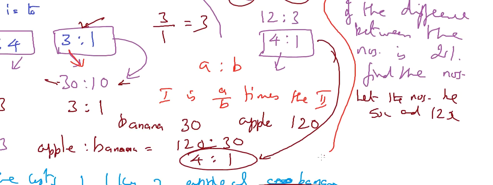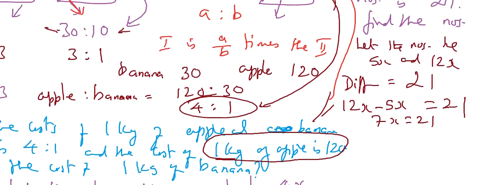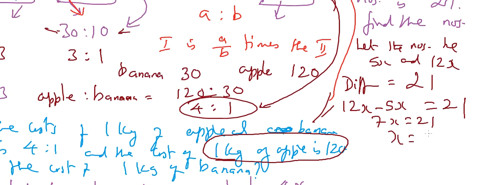Okay, what is the difference between these two numbers? It's given the difference is 21, correct? So here, the difference is 12x minus 5x, correct? So that's equal to 21. 12 minus 5 is 7, so 7x is 21, which means x is equal to 21 by 7, equal to 3. So now we know the value of x is 3. So the numbers can be found.